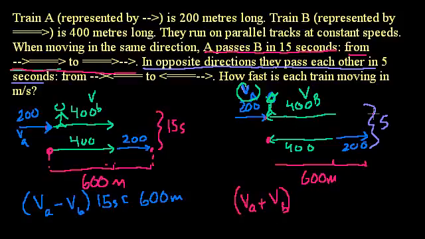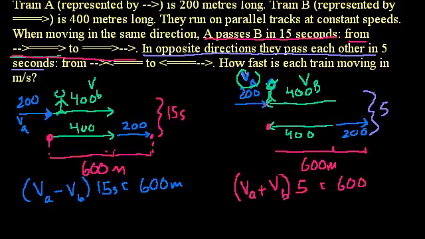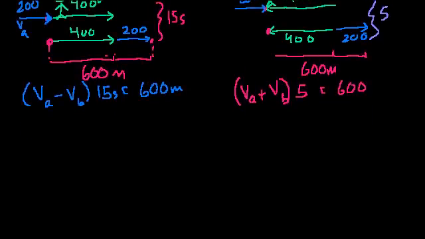and in 5 seconds, they give us that information, so velocity times time, or rate times time, is equal to distance, it travels 600 meters. Remember, this is all relative to the guy or the gal sitting on this green train. And that's kind of the key assumption you have to make this problem solvable. Well, now we have two equations and two unknowns. We should be able to solve this for the velocity of the two trains.